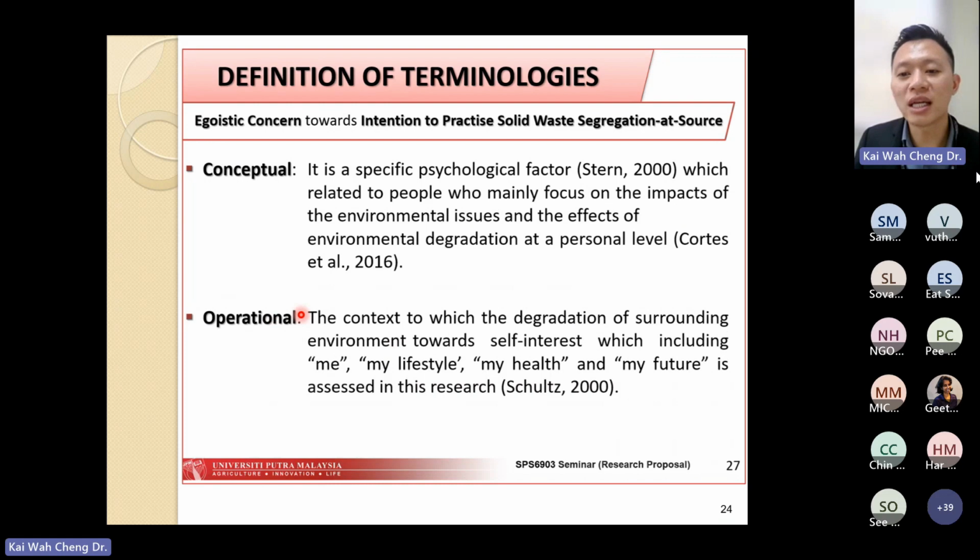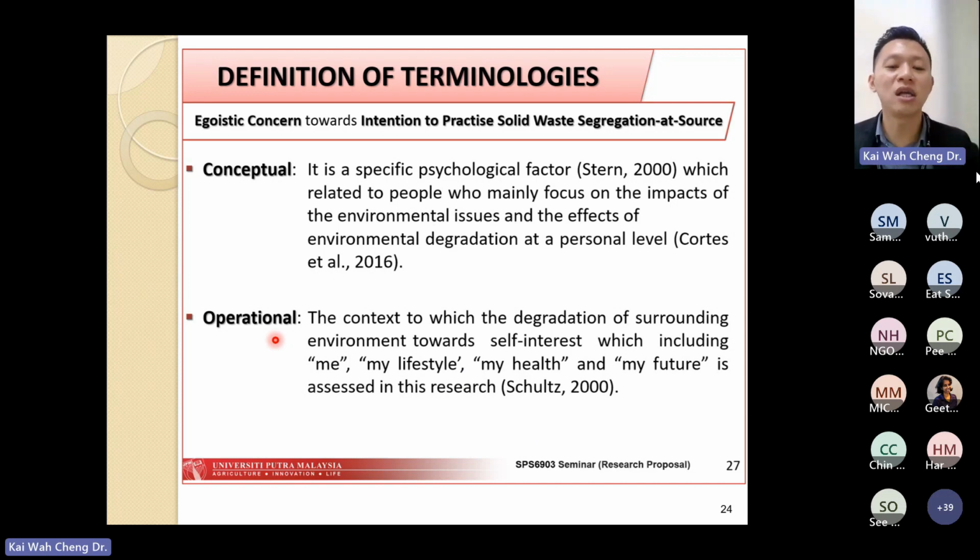Once we already have the questionnaire with us, maybe we can identify the important elements or the important criteria under the IV. For example, for egoistic concern, these are the important elements for this variable. Egoistic concern is always closely related to me, my lifestyle, my health, my future. So these 4 elements refer to egoistic concern. So this is another way to present your answer under the operational definition as well.